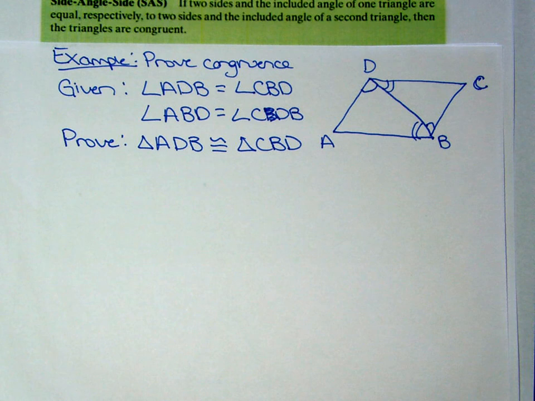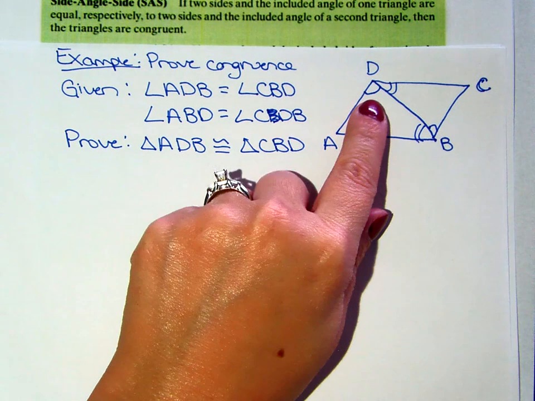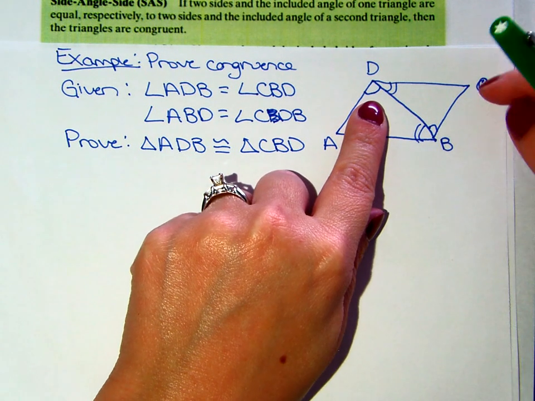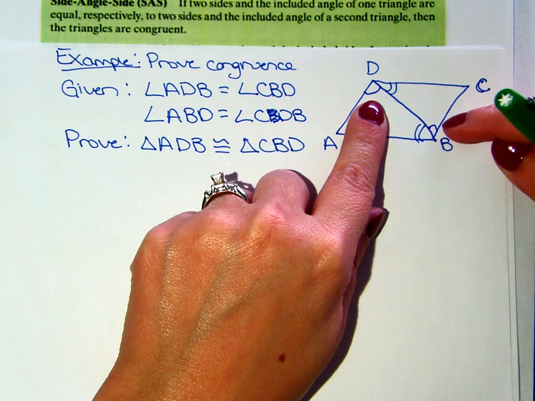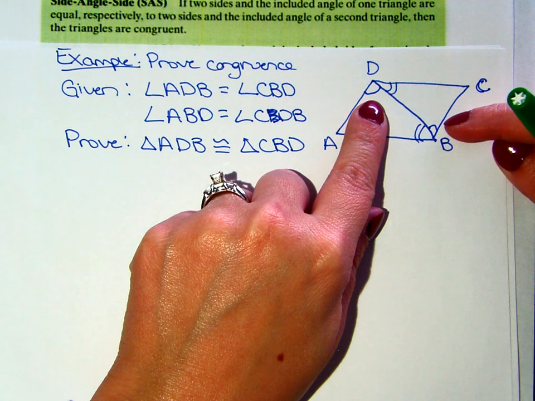So they give you a picture. And this time, they're not telling us any side lengths. They're telling us the measure of angles. They tell us that the measure of angle ADB, that's this top left, is the same thing as the measure of CBD, that's over here. It only has 1 arc in it, and so those correspond.